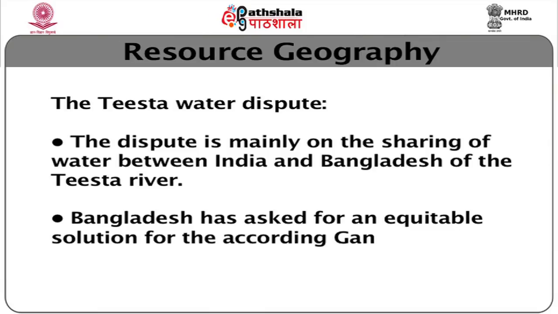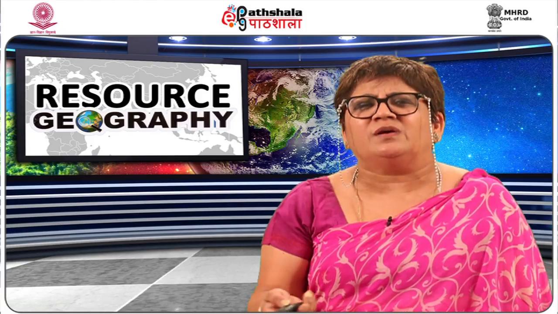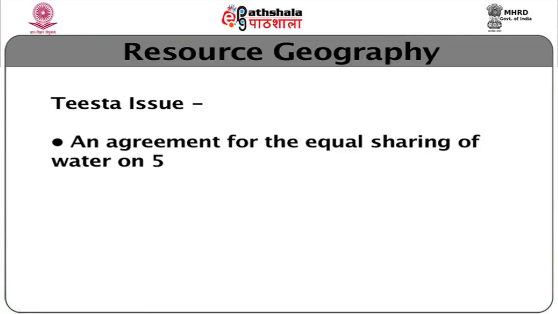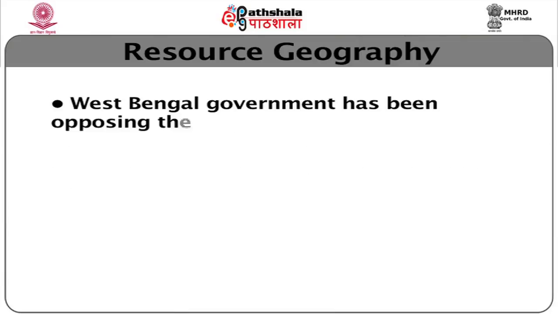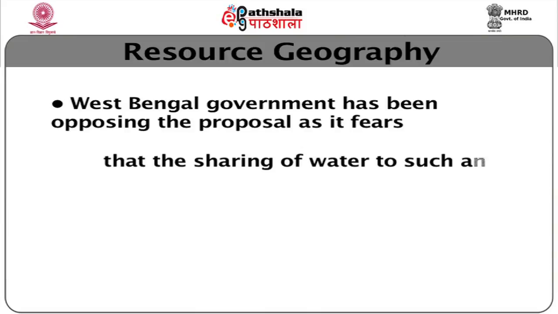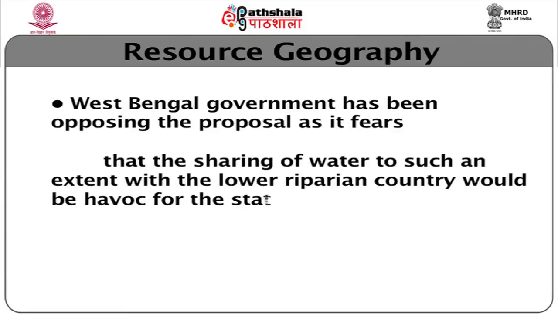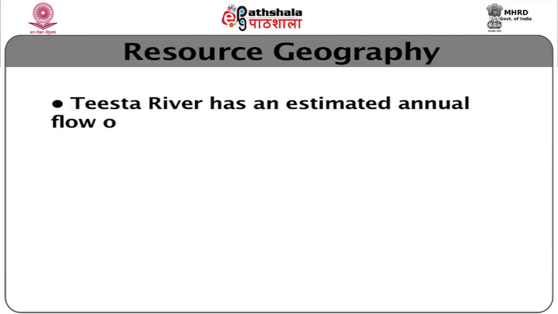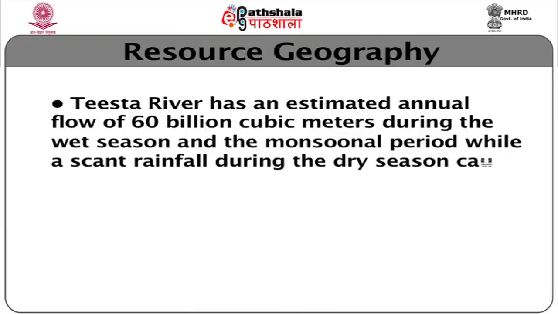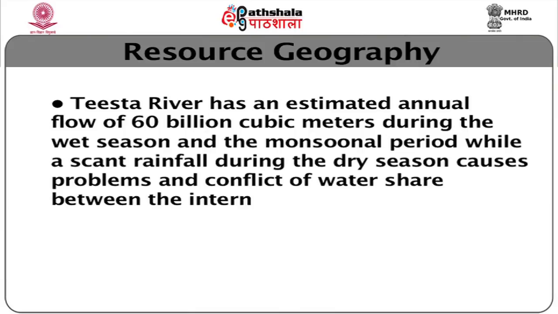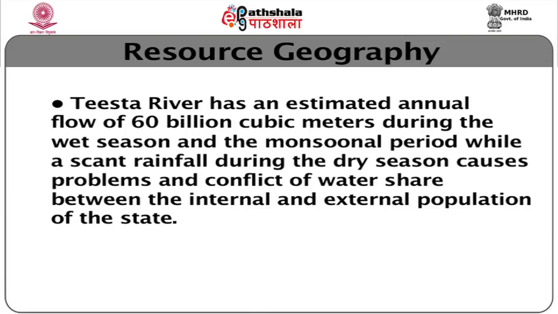Bangladesh has asked for an equitable solution according to the Ganga Water Treaty, and we know it. What is the Tista issue? An agreement for the equal sharing of water on a 50-50 basis was agreed by India and Bangladesh in 2013. The West Bengal government has been opposing the proposal as it fears that sharing water to such an extent with the lower riparian country would be havoc for the state, especially in dry seasons. The Tista River has an estimated annual flow of 60 billion cubic meters during the wet season and the monsoonal period, while scant rainfall during the dry season causes problems and conflict over water share between the internal and external population of the state. And we all know it.